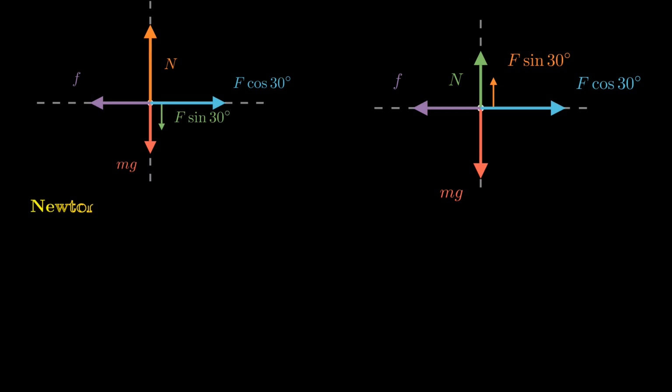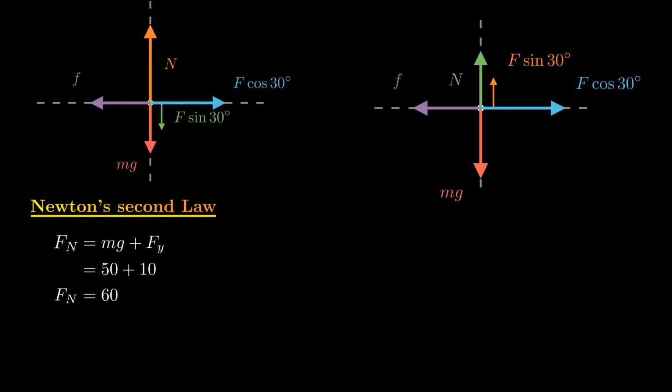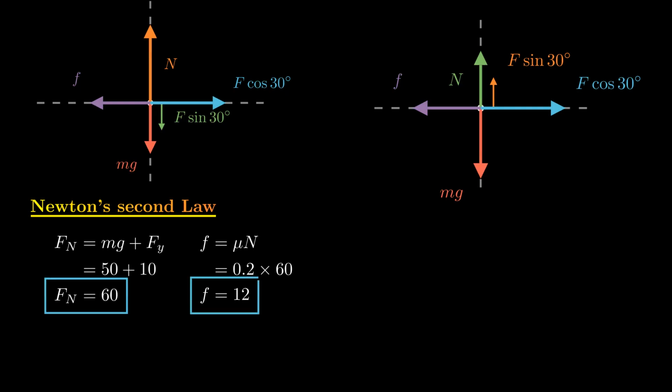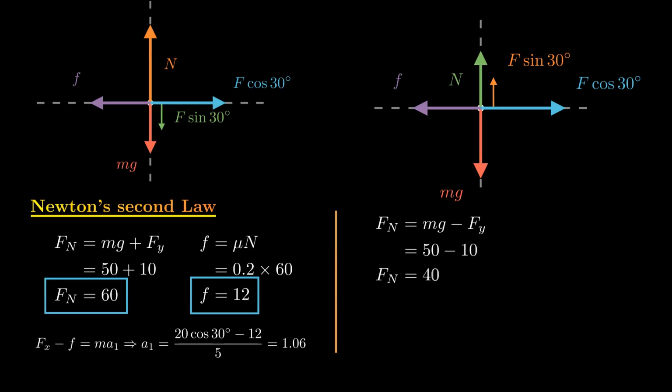Now we can apply Newton's second law in the vertical direction. So we can clearly see the normal force would get equated by weight plus the vertical component of the pushing force. So Fn equals 60 newtons for the first case. Now we can calculate the force of friction, f equals 12. Now we can apply Newton's second law in the horizontal direction. So we will get Fx minus f equals ma1. That would give us the acceleration of case 1, a1 equals 1.06.